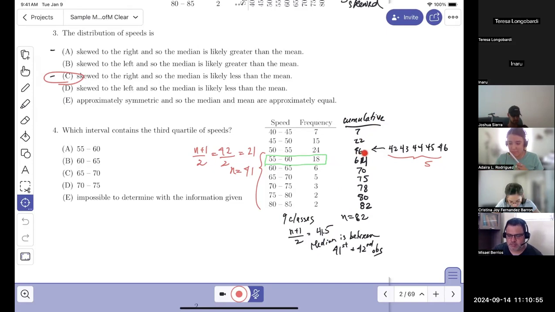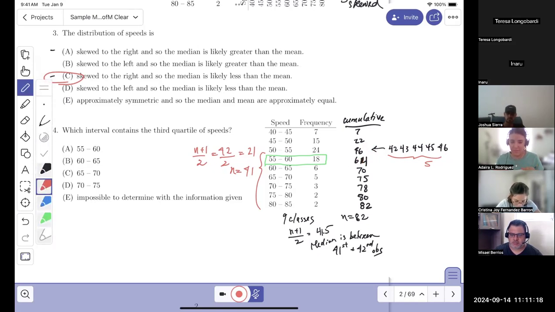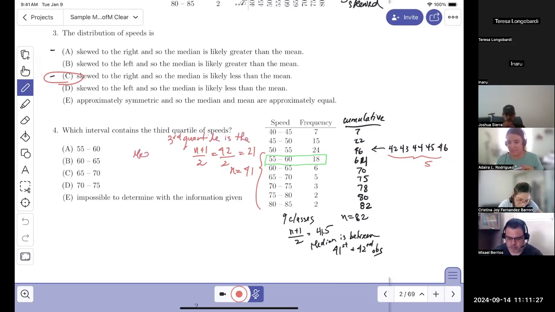So then we divide the data in half. The median is in here. And we begin with the second half at 42. And we count the 42nd, the 43rd, the 44th, the 45th, and the 46th are all in there. And that brings us to the next class. This is where I should make a note here: the third quartile is the median of the second half of data.